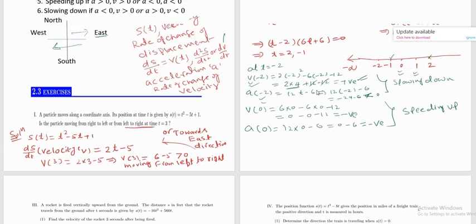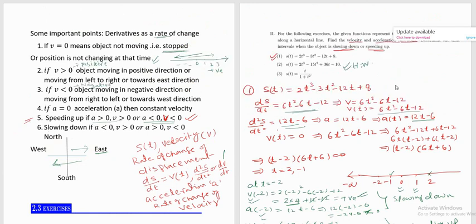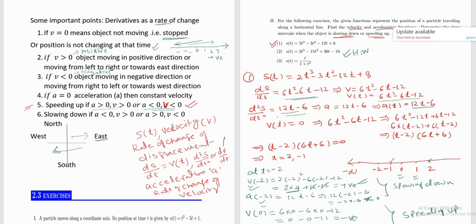Next one is question number 2. What he's asking: for the following exercise, the given function represents the position of a particle traveling along a horizontal line. Find the velocity and acceleration function. Determine the time interval when the object is slowing down or speeding up. Slowing down or speeding up we can do by that method. So first of all, I need the velocity.